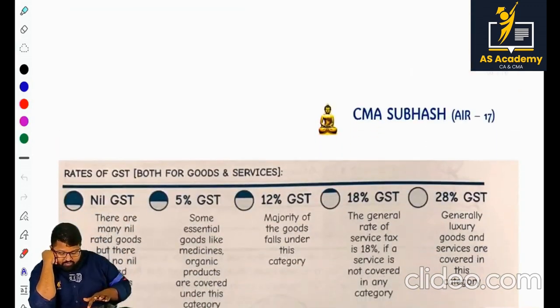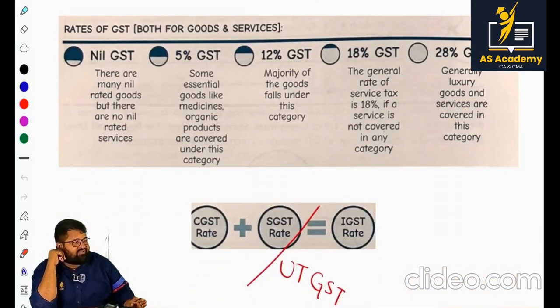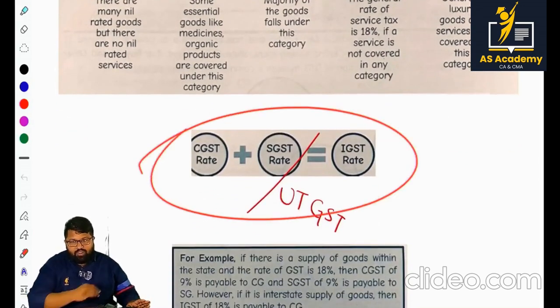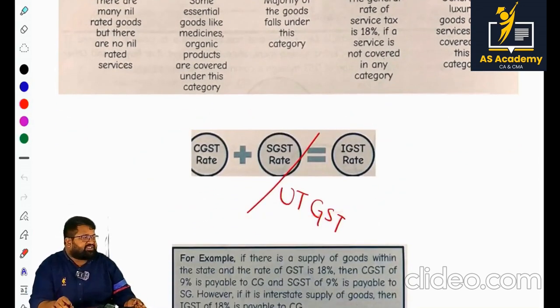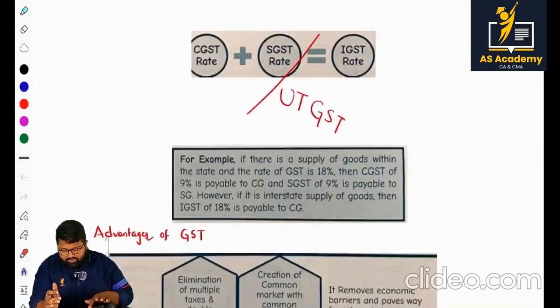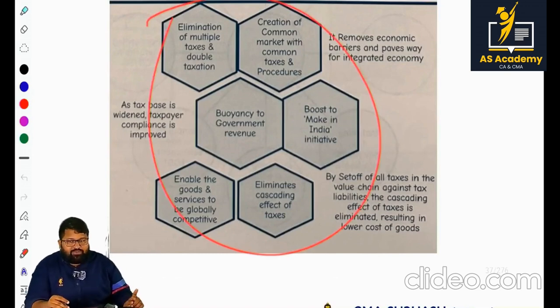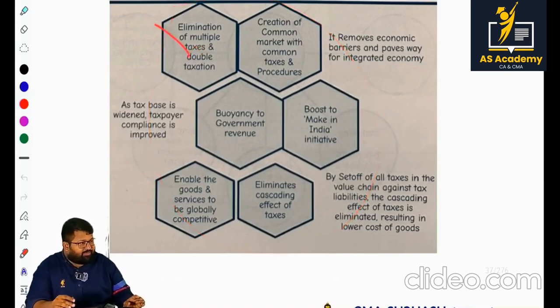Okay. Next, what are the tax rates we are having? Nil, 5%, 12%, 18%, 20%. Okay. What is this formula? CGST plus SGST is nothing but IGST. Okay. Advantages. What are the advantages? Elimination of multiple taxes and double taxation.